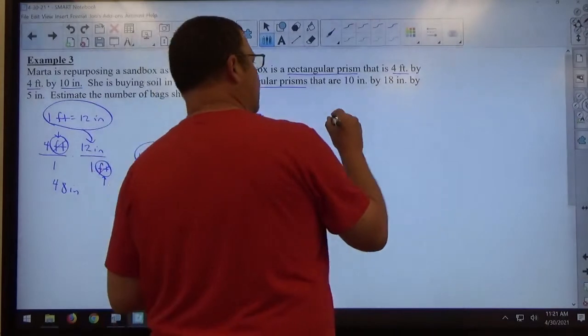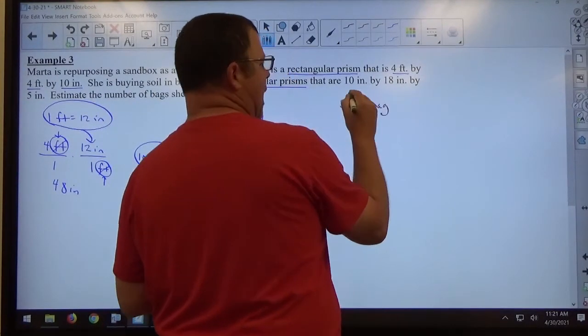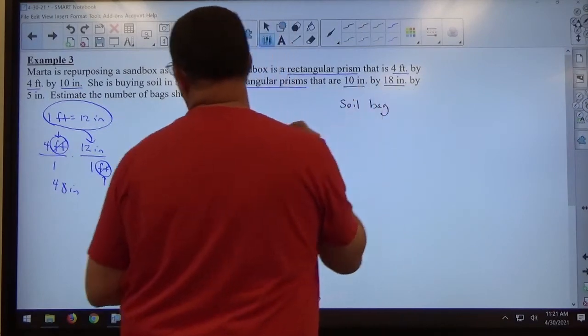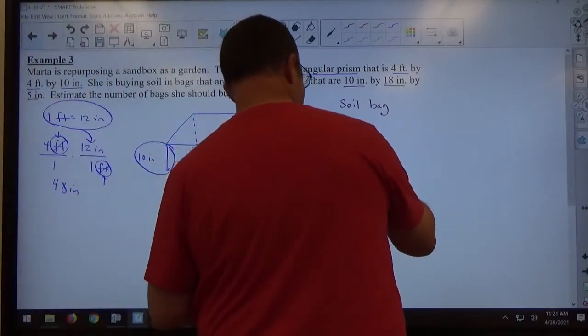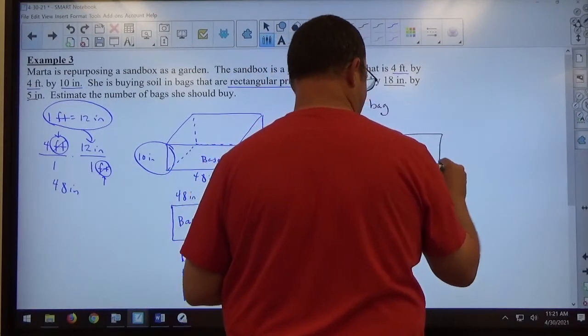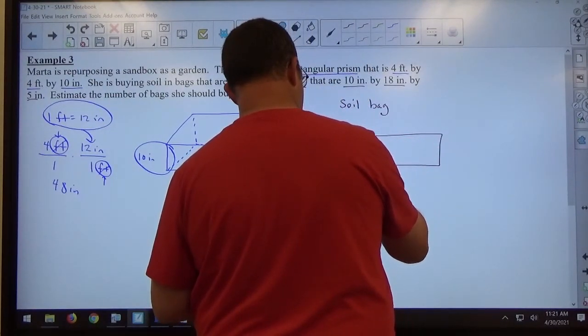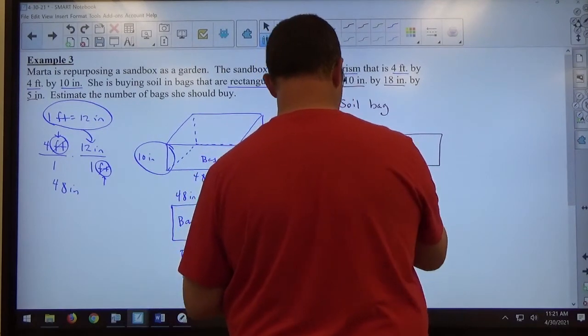So if I'm looking at the soil bag, the soil bag dimensions are 10 inches by 18 inches by 5 inches. And again, that's a length and a width and a height. It doesn't matter what's what. You can call any dimension anything in a rectangular prism, doesn't matter. So for the sake of having dimensions, I'm going to say that it's 5 inches up and it's 18 across for the front. 5 inches up, 18 inches across.